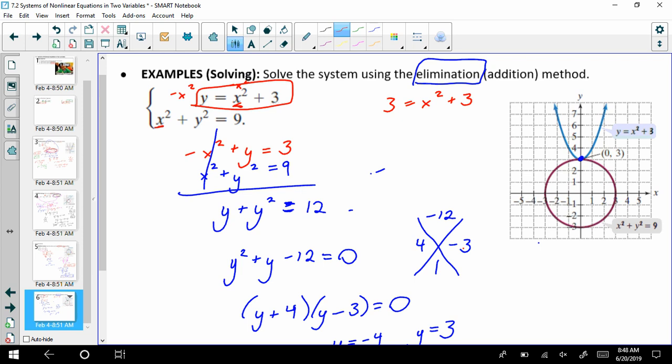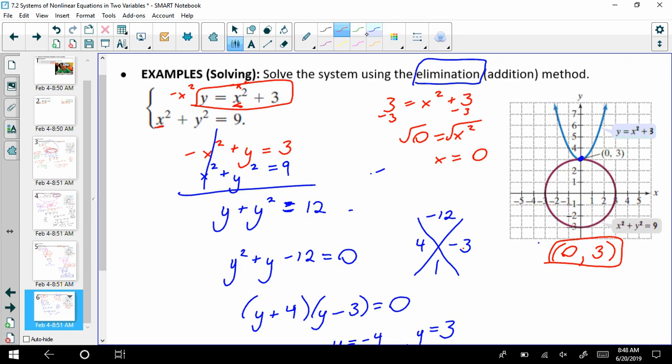If I want to solve for x, I could subtract my 3 over, and then I'd square root. Technically, we'd get plus minus 0, but that's 0. So one of my solutions, make sure when you write the ordered pair, the x is first, (0, 3). And that's the one the graph is showing. So what's the deal with this other one?